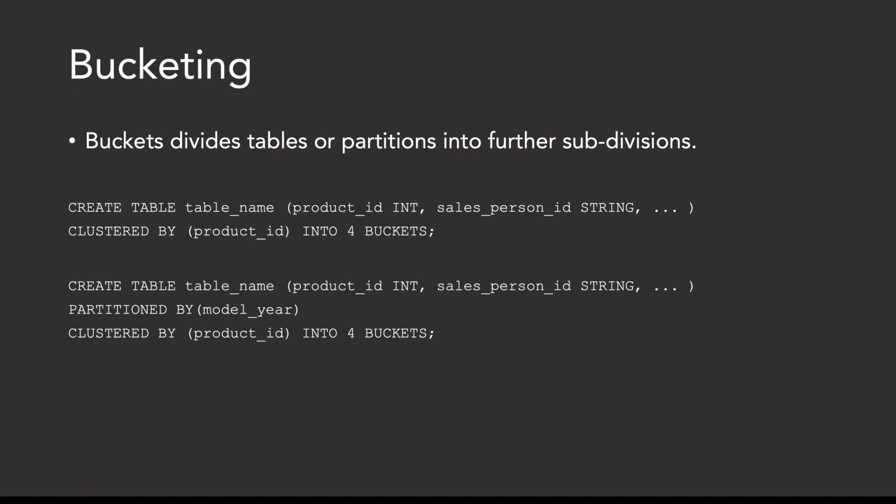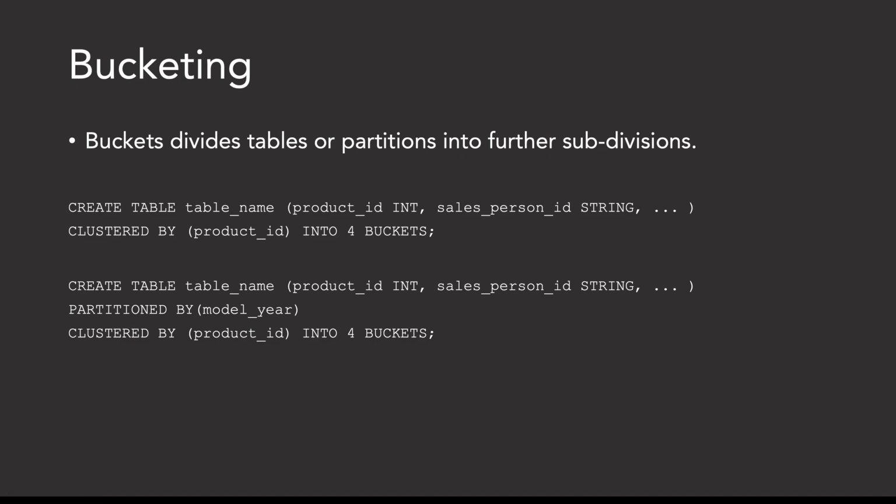You can create buckets for partitioned tables also. In this case, the table definition is create table name, partitioned by model year and clustered by product ID, meaning that the partitioning would be done by model year, and in each partition the records would be bucketed by product ID. And then you mention the number of buckets, meaning that the records in each partition would go to 4 buckets. In the previous example, records for the entire table would go to 4 buckets.